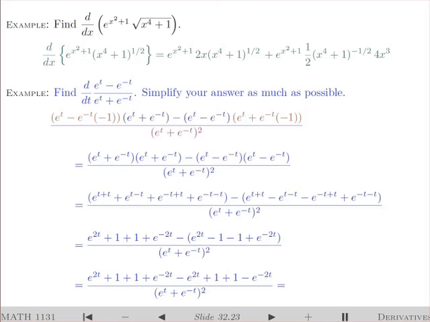I have e power 2t and negative e power 2t, that's 0. Then I have e power negative 2t and negative e power negative 2t, that's also 0. Then I have 1 plus 1 plus 1 plus 1, that's 4. So altogether I have 4 over the quantity e to the t plus e to the negative t, squared. This concludes our look at differentiating exponential expressions.